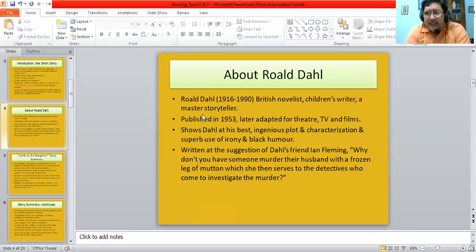This is, in fact, the inception of the story. And from there, Dahl was able to ingeniously develop the story in his own way. And we shall see how deftly patterned with irony the story is. Let us look at the story now.